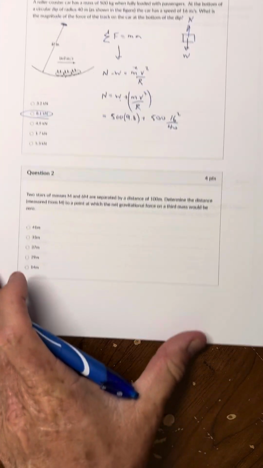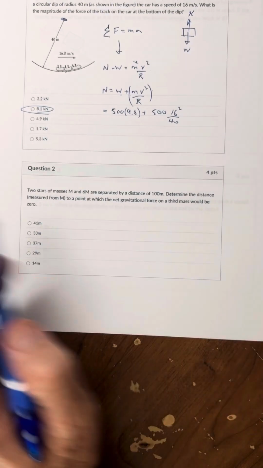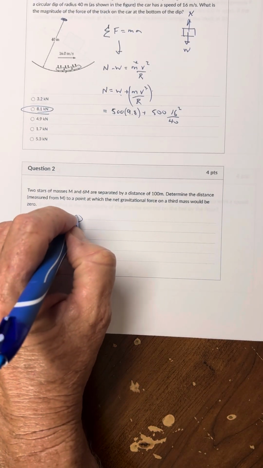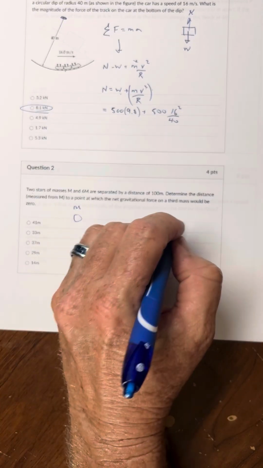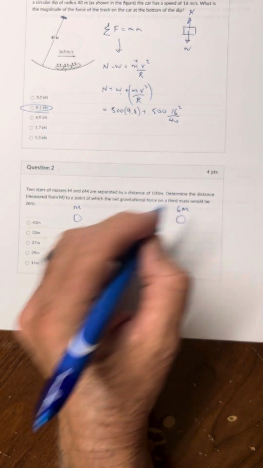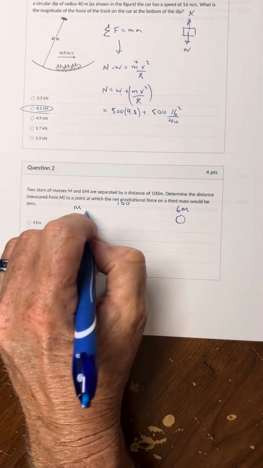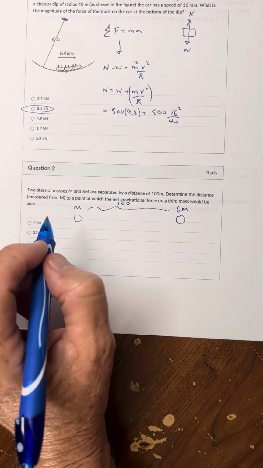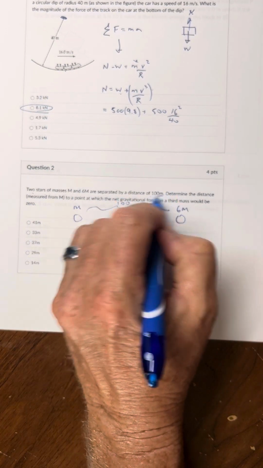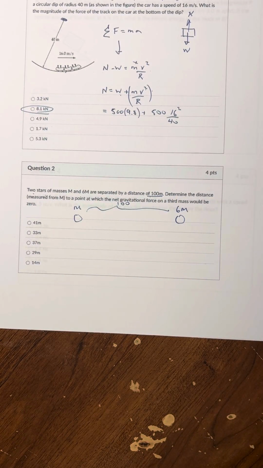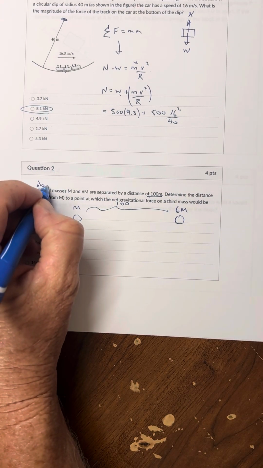All right. The second one is also out of chapter 6, Newton's Universal Law of Gravity. We have two stars, one with a mass of m, and the other over here with 6 times that mass, 6m, and they're a distance of 100 apart. I'm not sure the wording's so great. They talk about stars, and they'll put them only 100 meters apart. Maybe it should be two objects.